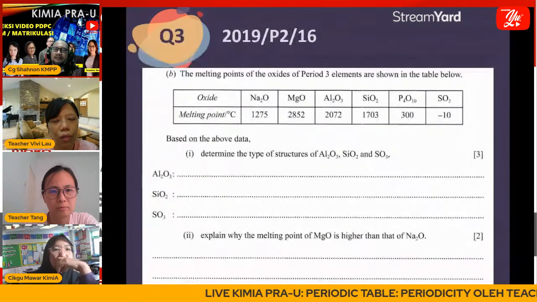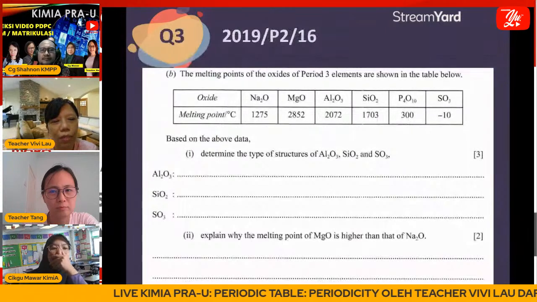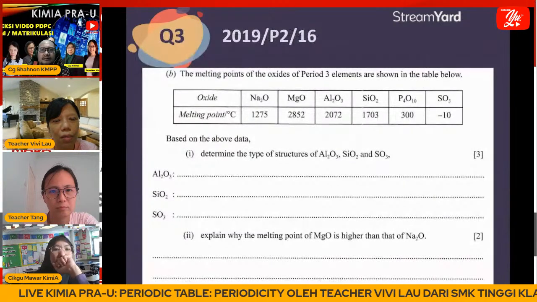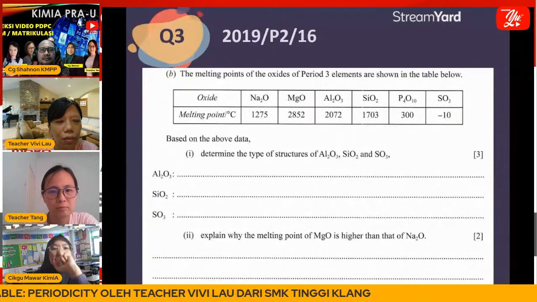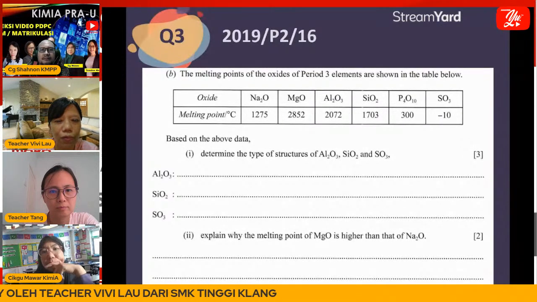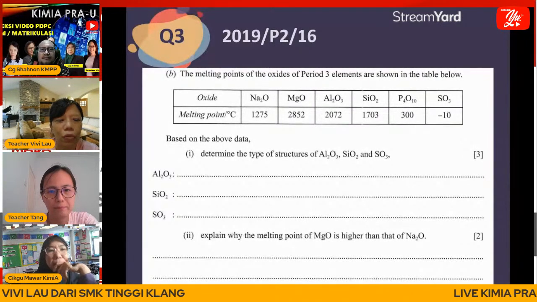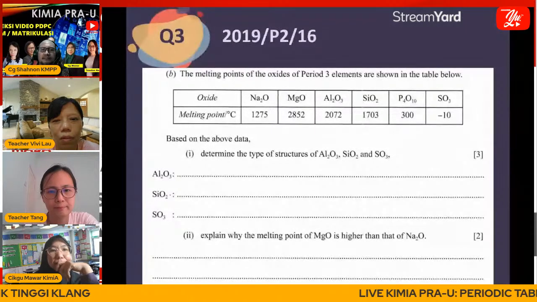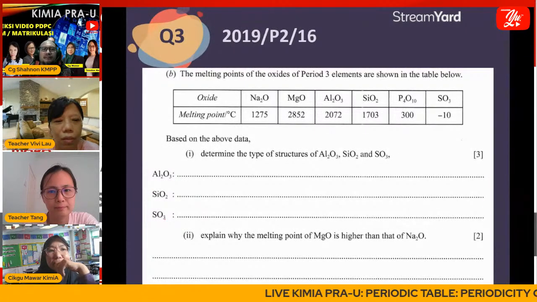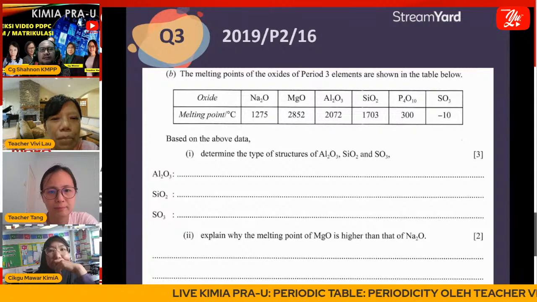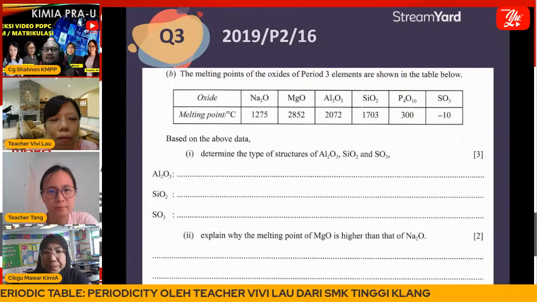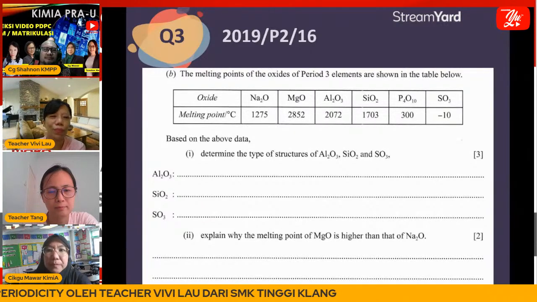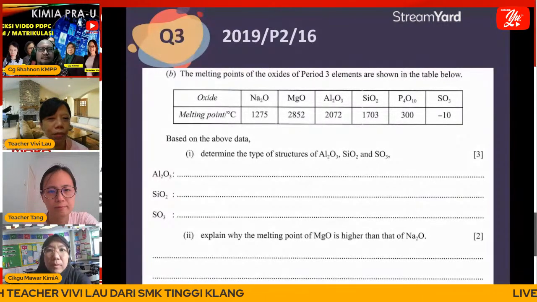Okay, so here we have a past year question. Discuss the melting point of the oxides. Determine the type of structures of aluminum oxide, silicon dioxide, and sulfur trioxide based on the values here. So aluminum oxide, what type of structure? You can type your answer in the chat box.